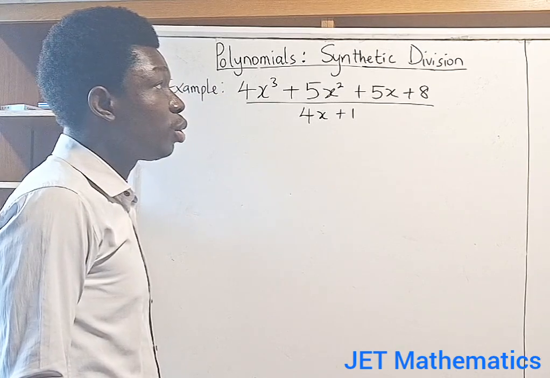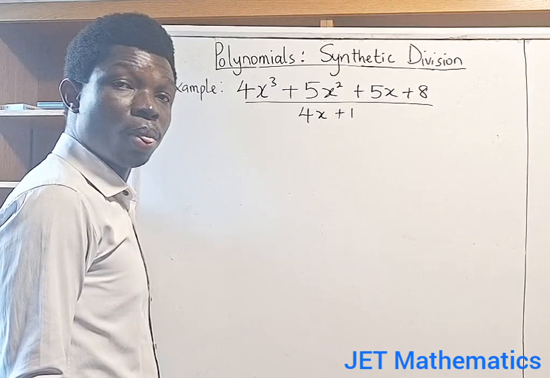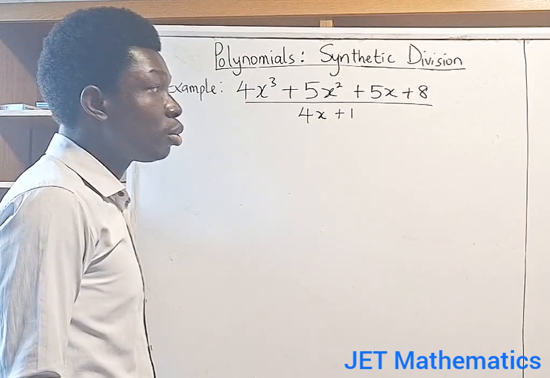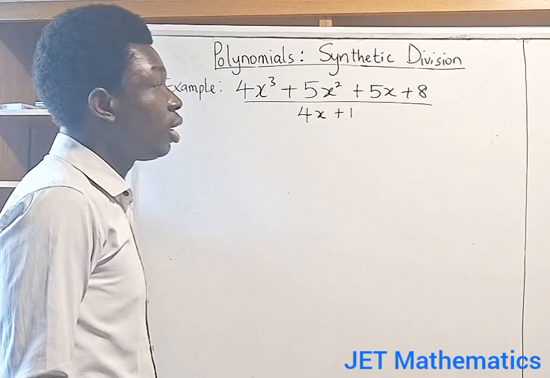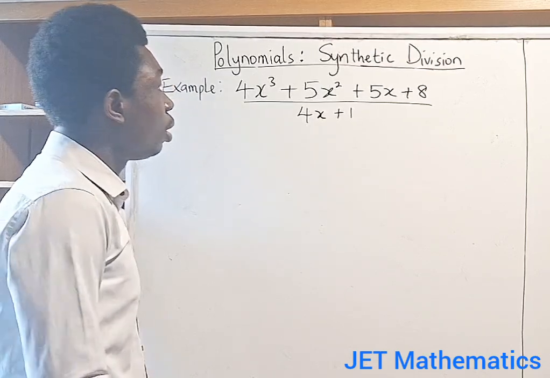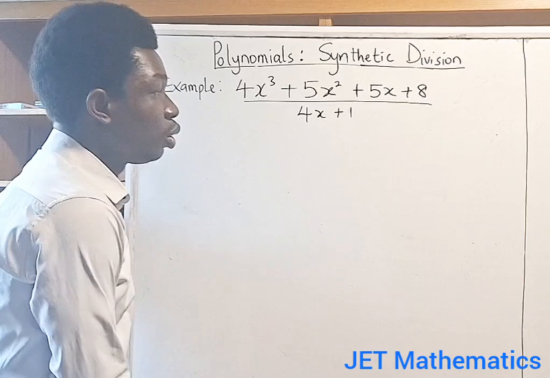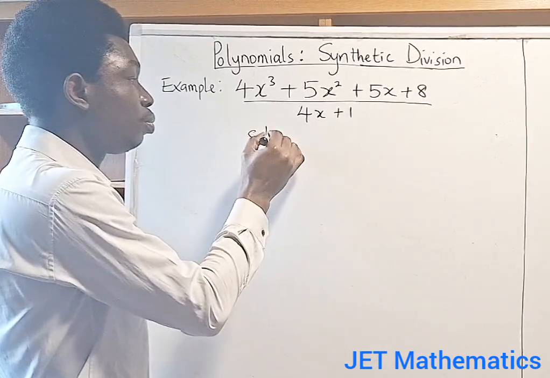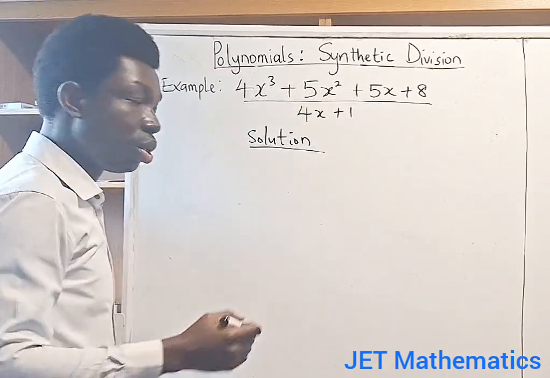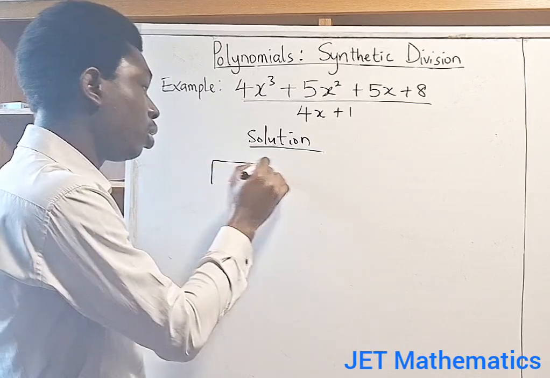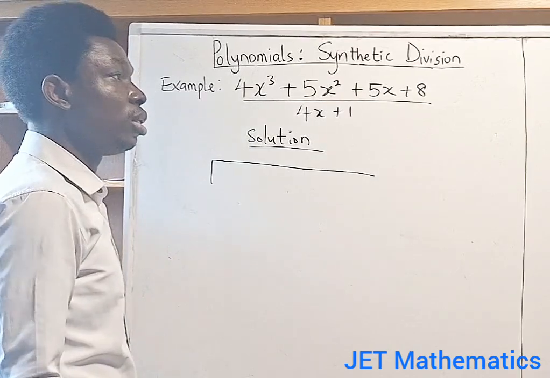In this video, we'll be looking at synthetic division for polynomials. In our previous video, we did an example. Today, we'll be looking at a different example, and we'll just go straight in. This is the dividend, and this is the divisor. So first of all, what you need to do is to write out the coefficient of each term in the dividend.